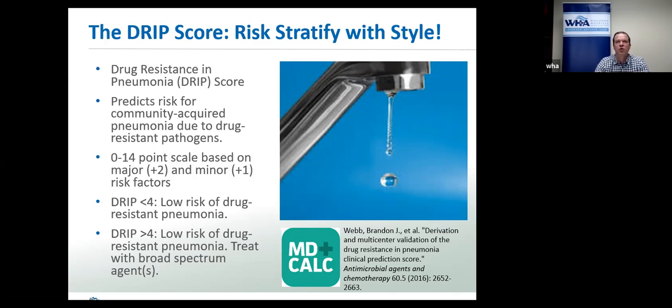And what I like to use is the DRIP score. So this is an evidence-based tool for drug resistance in pneumonia. So it's a risk stratification tool. Do you have a multi-drug resistant organism or are you likely to have one? And it essentially predicts your risk for community-acquired pneumonia due to resistant pathogens. It's a 0 to 14 point scale. There are major criteria where you get 2 points and minor criteria where you get 1 point. And if you have a score of less than 4, then you are at low risk for drug resistant pneumonia and you would not add a broad spectrum agent. If you have a DRIP score greater than 4, then you would add a broad spectrum agent.